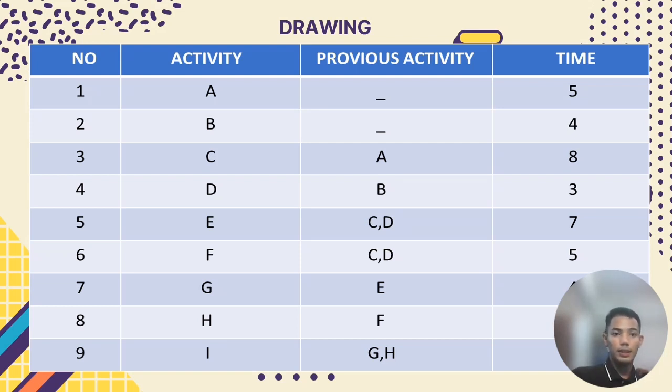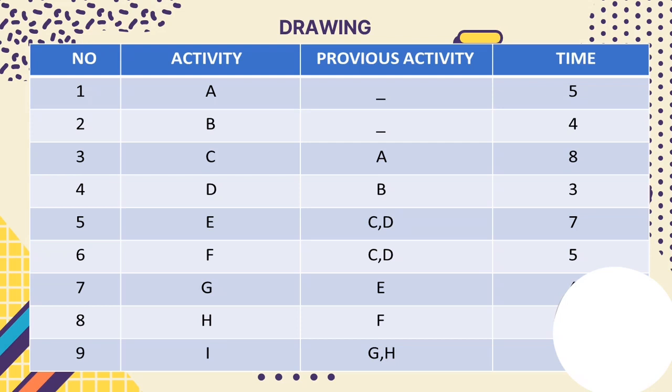Okay, first, activity A is the first activity and takes time 5. B takes 4, and activity C depends on activity A and takes time 8. D depends on activity B and takes 3 time. E and F depend on activities C and D, and E takes 7 and F takes 5. Activity G depends on activity E, H depends on activity F, and lastly I depends on activities G and H.